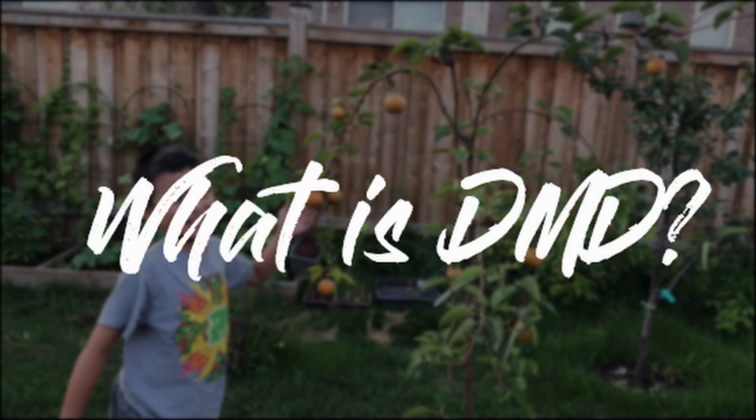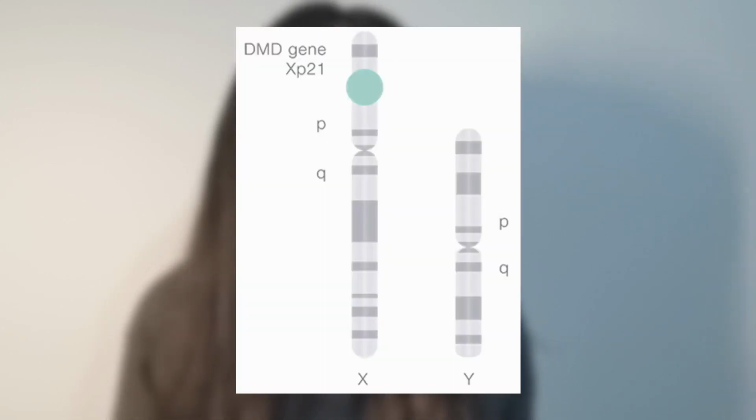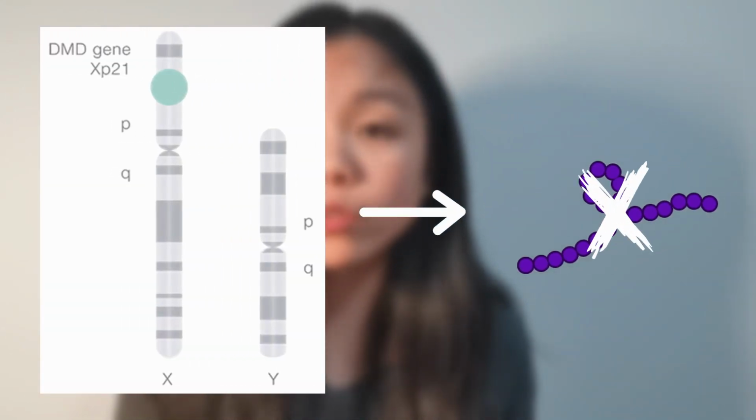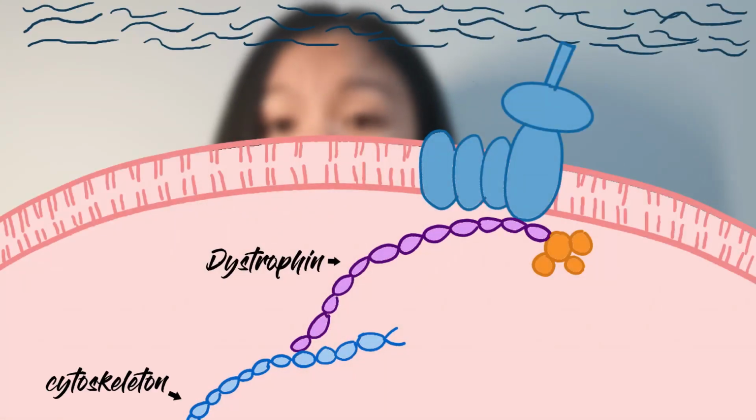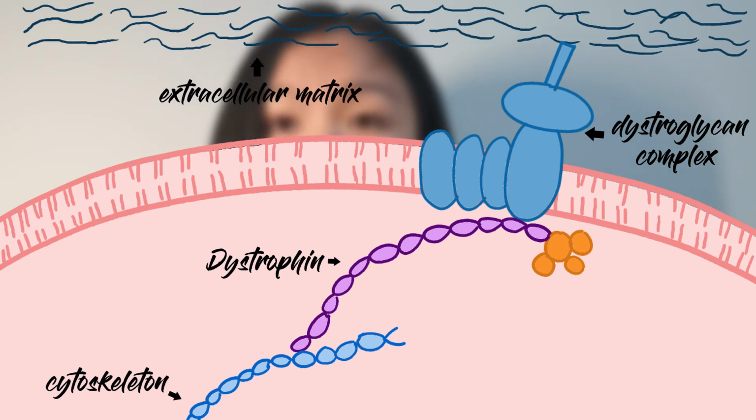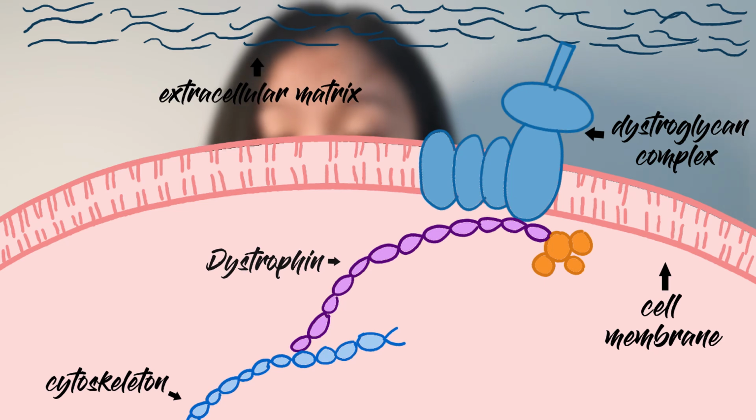What is DMD? DMD is the degeneration and weakening of muscles due to mutations on the dystrophin gene. This results in no dystrophin protein being produced. Dystrophin protein is very crucial as it helps strengthen muscle fibers and protect them from being injured when contracting and expanding. Dystrophin protein also connects the cytoskeleton to the dystroglycan complex, which is anchored to the extracellular matrix. And essentially this stabilizes the cell membrane.